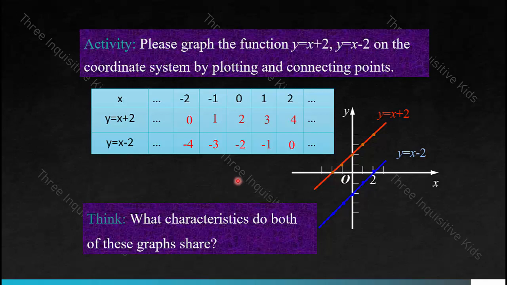Well, for one, they're both a straight line, and as x is increasing, y is increasing, and they both have a y-intercept and an x-intercept. Those are some things you can observe.